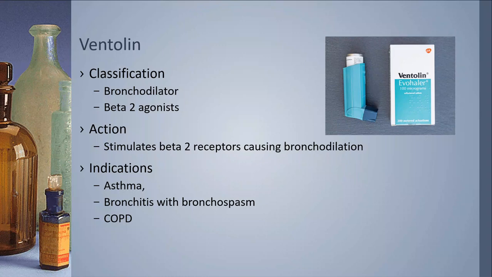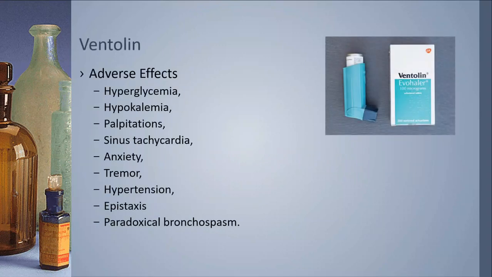Ventolin is a bronchodilator that is a beta-2 agonist. It stimulates the beta-2 receptors, causing bronchodilation and allowing more air to come into the lungs. When do we use this? Well, basically any time that you've got any kind of bronchoconstriction, such as asthma, bronchitis. Now, you don't always have bronchospasm with bronchitis, but you can. And so if you're hearing wheezes with a patient that you suspect has bronchitis, then most definitely Ventolin could come into play there, or any type of COPD for your patient.